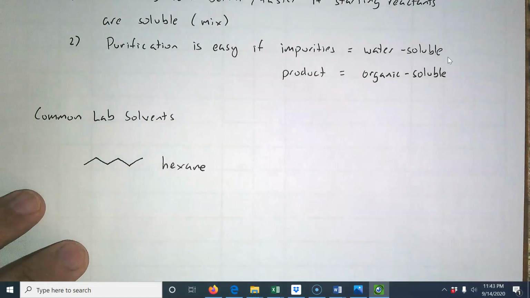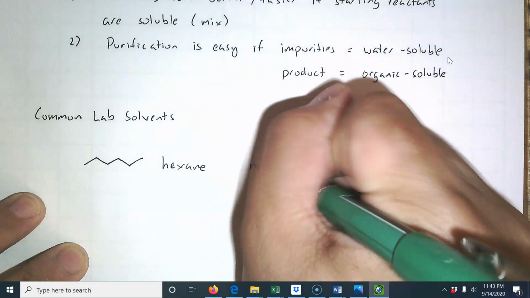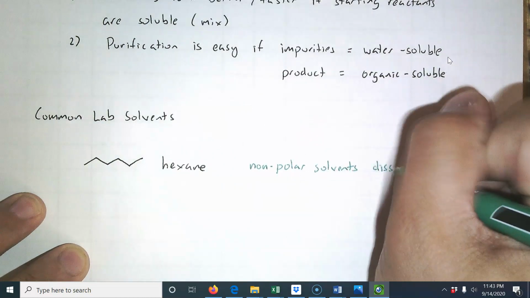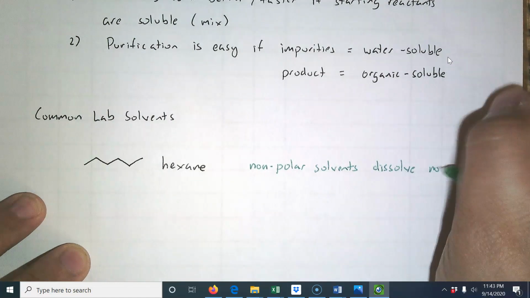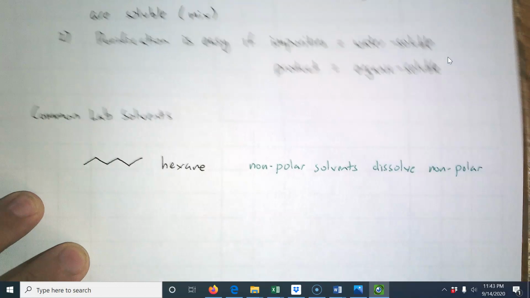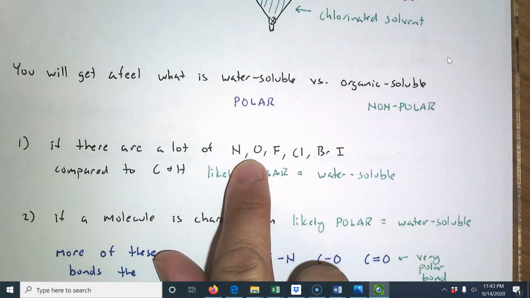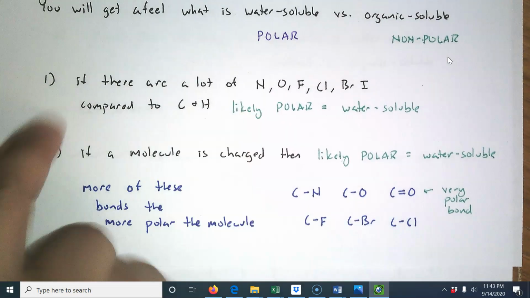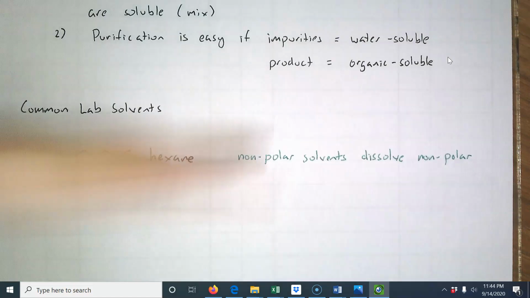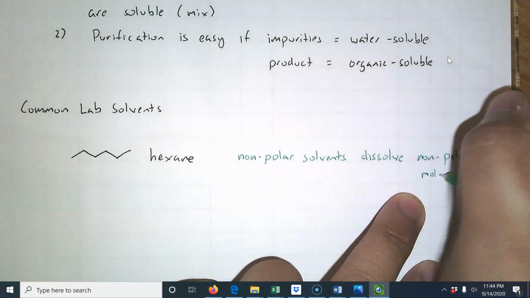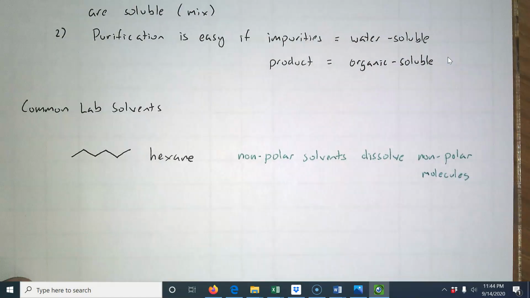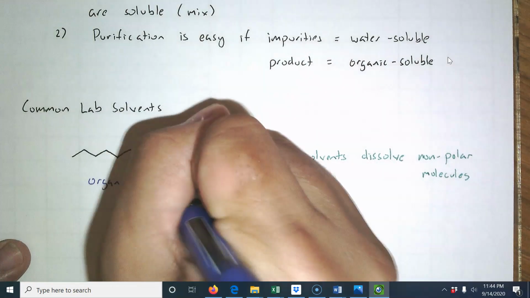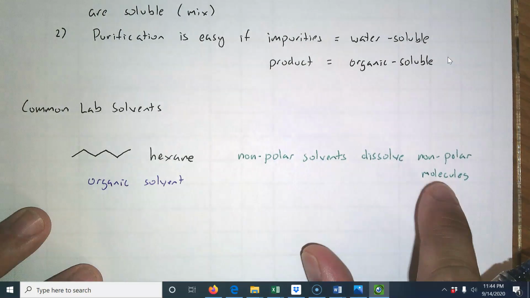Okay. Hexane is very nonpolar. And nonpolar solvents dissolve nonpolar molecules. Molecules that don't have a lot of these atoms. Molecules that are not charged, right? Because these are two examples where we have something polar, but nonpolar solvents dissolve nonpolar molecules, so we're looking for the opposite. Okay, so hexane is an example of an organic solvent. It dissolves organic nonpolar molecules.